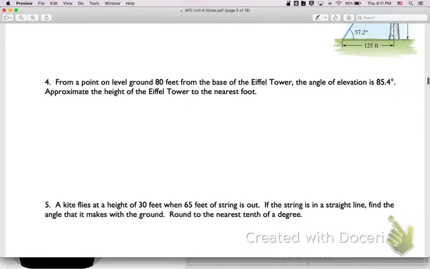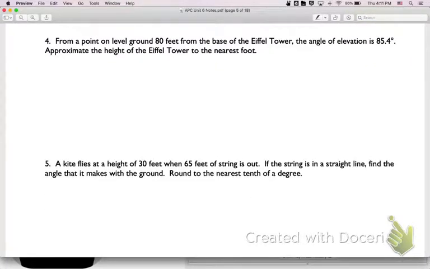Okay. Number 4, from a point on level ground 80 feet from the base of the Eiffel Tower, the angle of elevation is 84.5 degrees. Approximate the height of the Eiffel Tower, and this is pretty accurate, to the nearest foot. Now this one is tricky because they did not give us a picture. So we need to think about what that picture would look like.